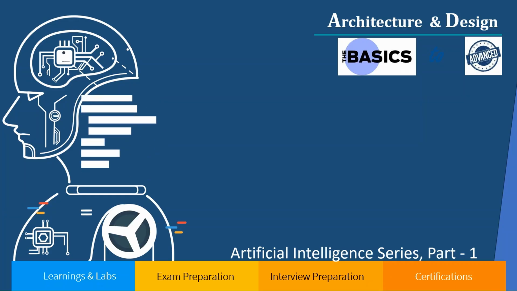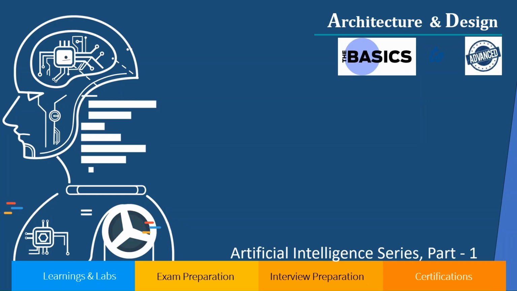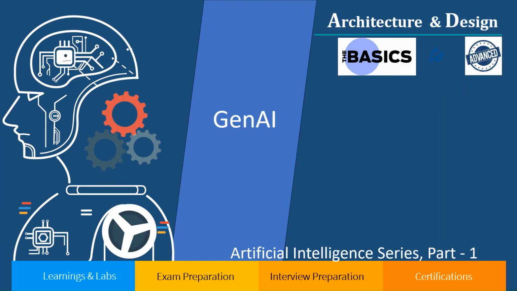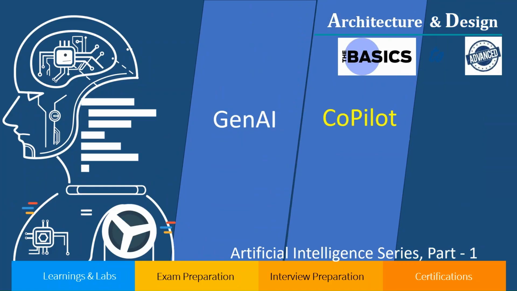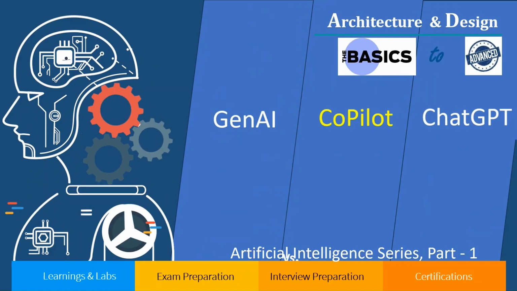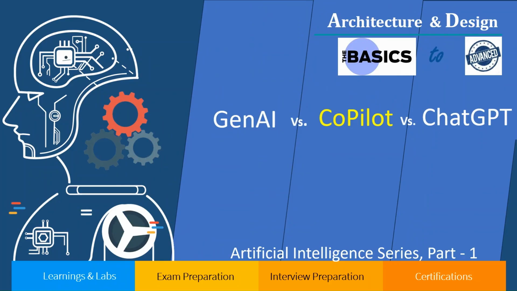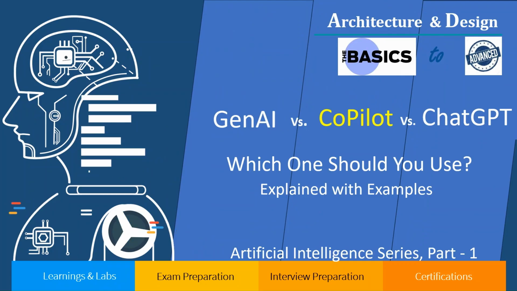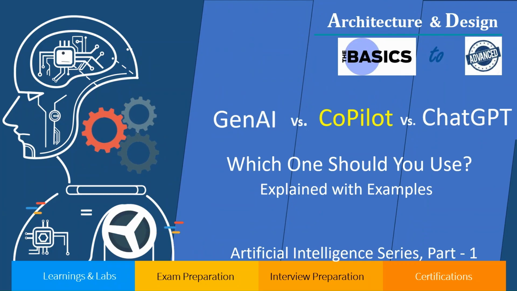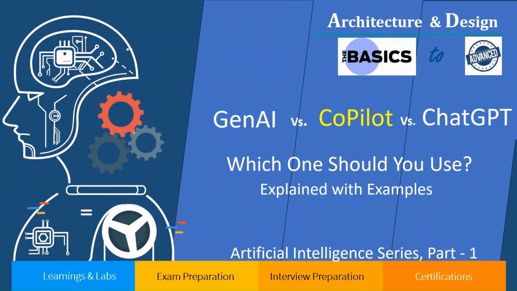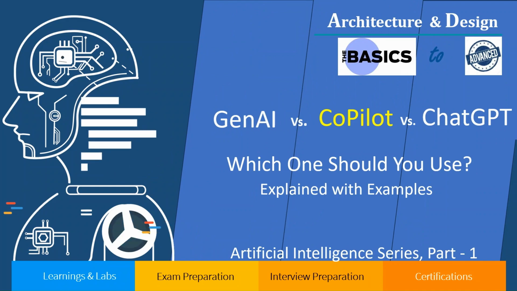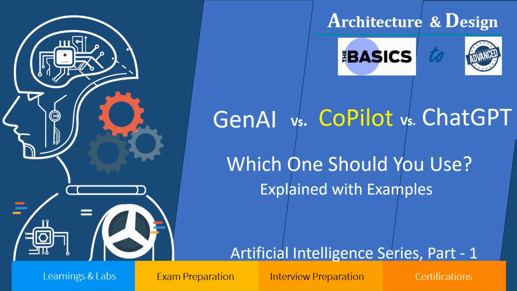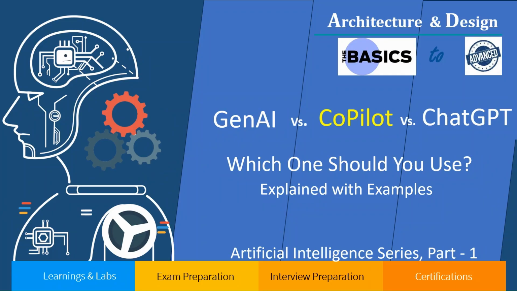We are going to see the artificial intelligence series, and this is going to be part 1. As part of part 1, what we are going to see is the key differences between GenAI, Copilot and ChatGPT. Basically in this session, we are going to see which one we should use, with clear examples for every case. Most of the time, today we will be spending time on GenAI related stuff. Let's get started.